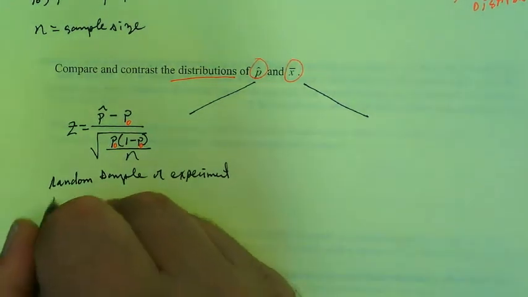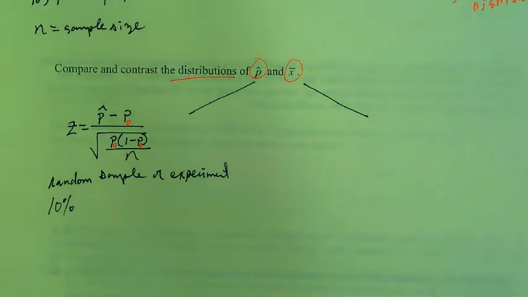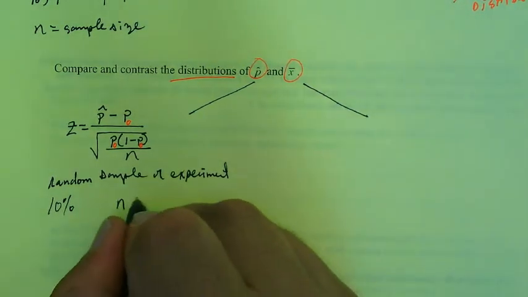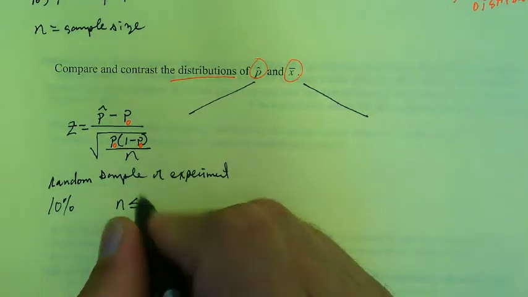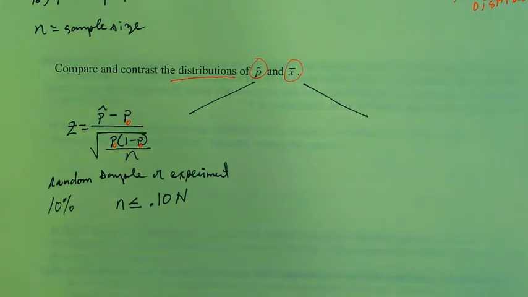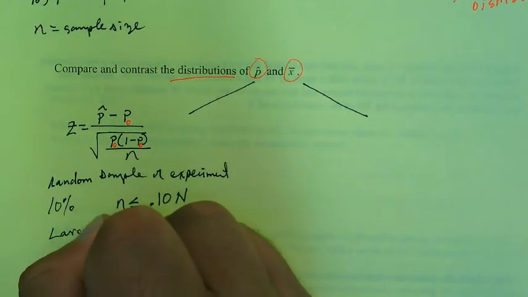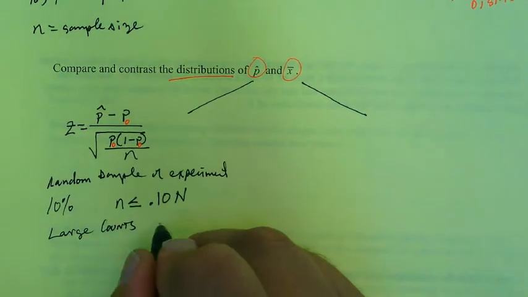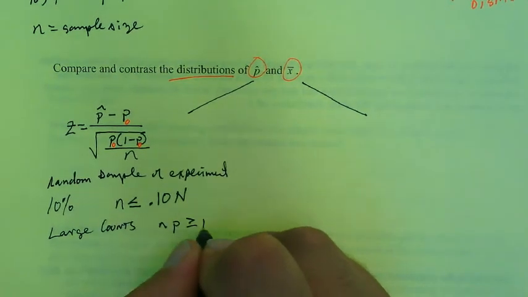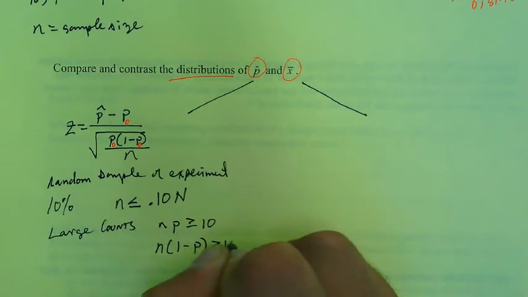We have the 10% rule, which is that n needs to be less than or equal to 0.10 times N. So the sample size needs to be less than 10% of the population, and we also have the large counts condition, which is that n times P must be greater than or equal to 10, and n times 1 minus P must be greater than or equal to 10.